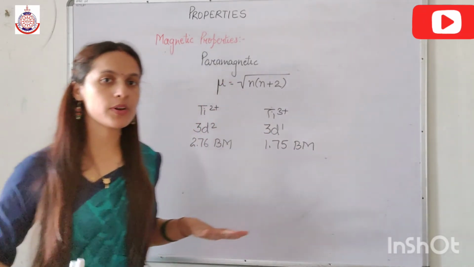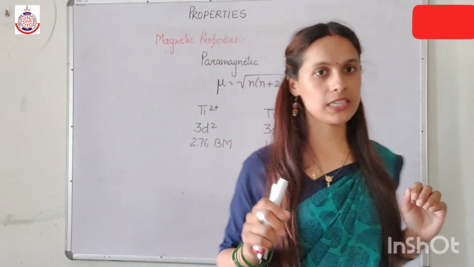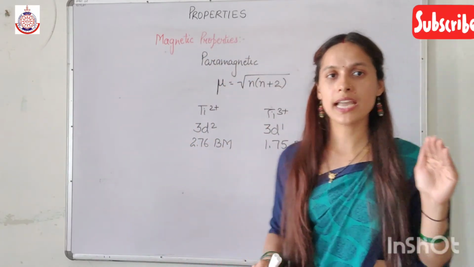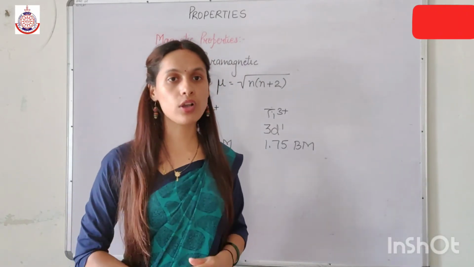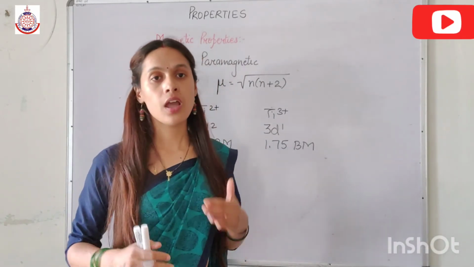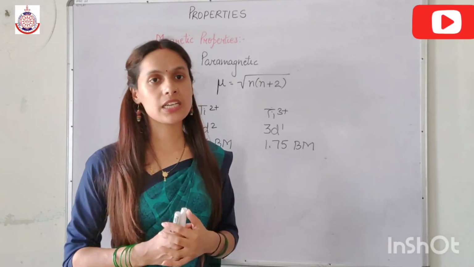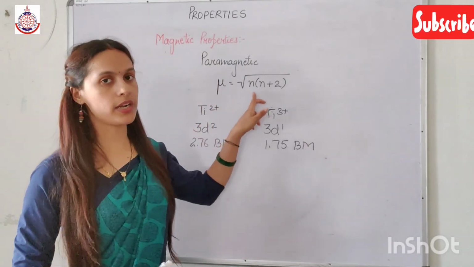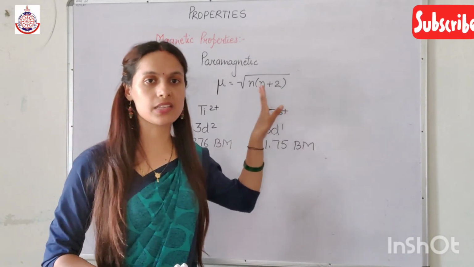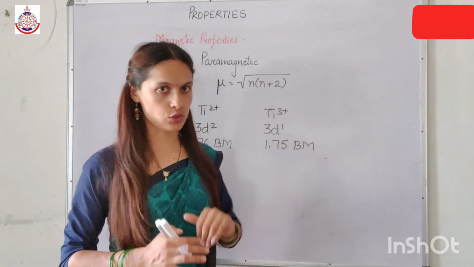So because of the presence of unpaired electrons in the d orbital, most of the elements of the transition series, most of the elements of the d block show paramagnetic nature, and their paramagnetic nature can be calculated by using the formula mu equals under root n into n plus 2, where n is the number of unpaired electrons.